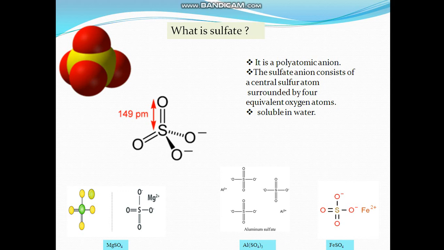Sulfate is soluble in water. There are many compounds available which contain sulfate. For example, magnesium sulfate, aluminum sulfate, ferrous sulfate, etc.